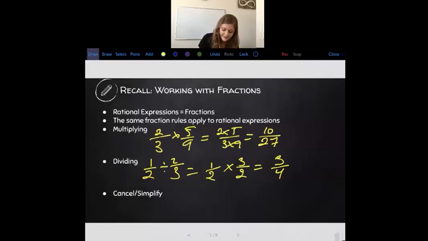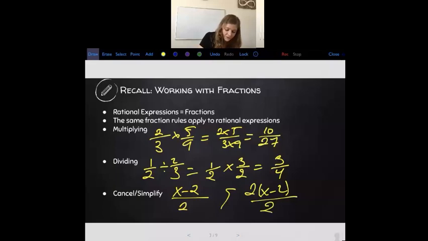And then a note on canceling or simplifying. Let's say we have x minus 2 over 2. Now typically, sometimes we see people canceling the 2's out, but we can't do that unless it comes out of everything. So something like this is very different than if we had 2 times x minus 2 over 2. Now the 2's would cancel because of the multiplication there.